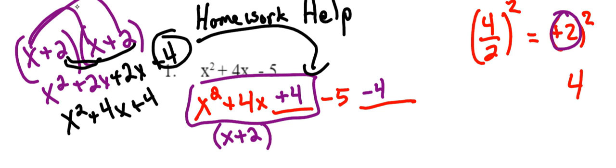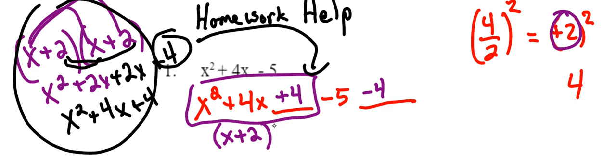Now, I don't need you to write all this stuff. All I need you to do is go x plus 2 squared. So eventually students learn some shortcuts. They just learn, oh, that's going to be x plus 2 squared minus 9. All right, let's try number 6.